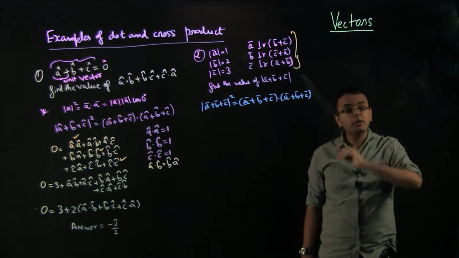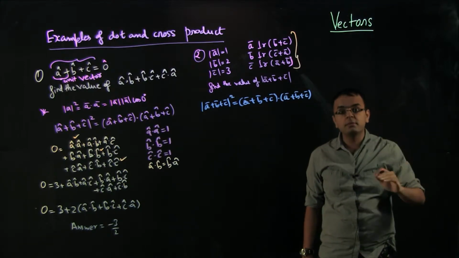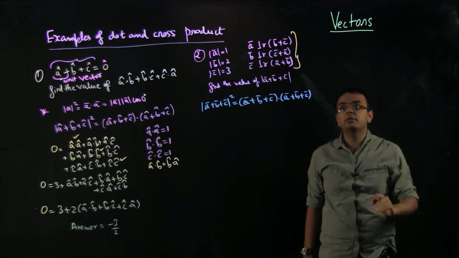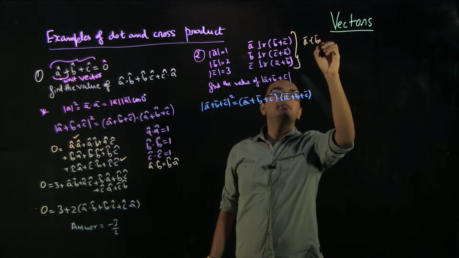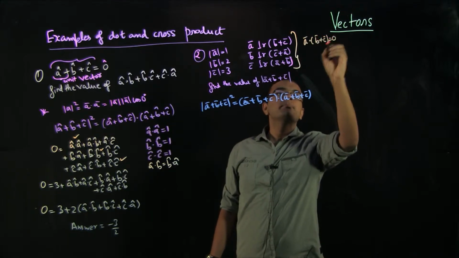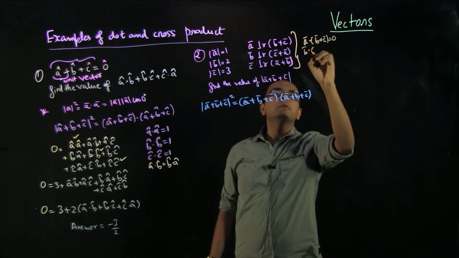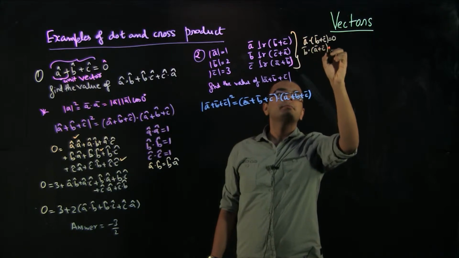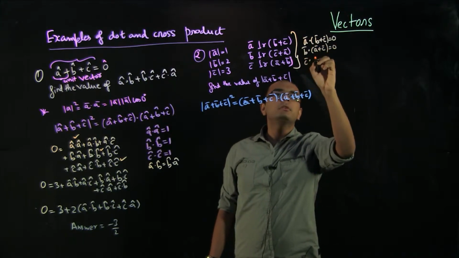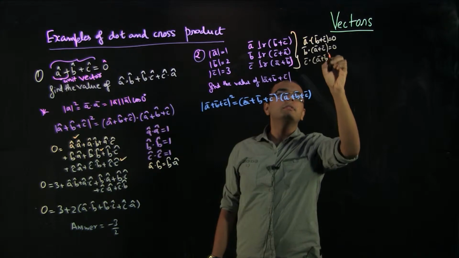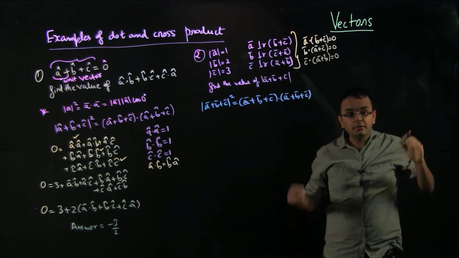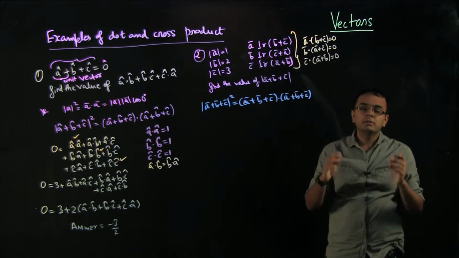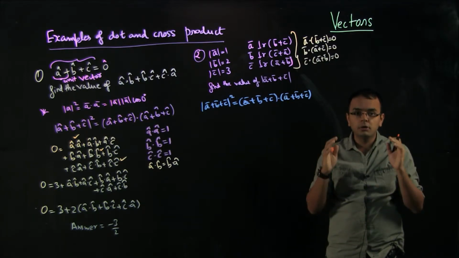As soon as you see any two vectors which are perpendicular, their dot product is 0. So this means that A dot (B plus C) is 0, B dot (A plus C) is 0, and C dot (A plus B) is 0. Right? This should come almost as soon as you see this relation. So whenever two vectors are perpendicular, their dot product is 0.